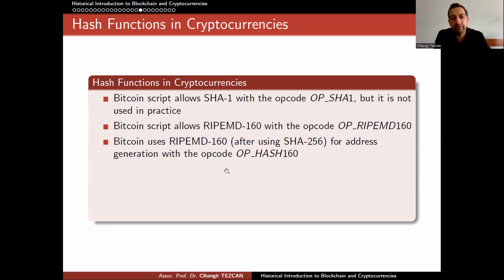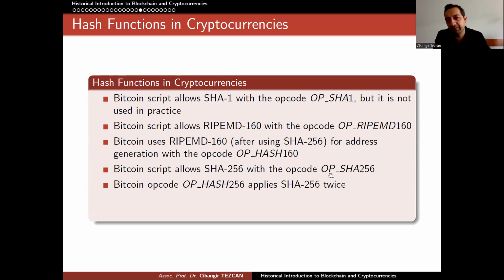And there are also different opcodes like OP_HASH160, which first uses SHA-256, then the output is fed to RIPEMD-160 to reduce the output size, and this is used in address generation and so on. Yes, Bitcoin also allows SHA-256, which is used a lot actually. If you want to use SHA-256, this opcode allows you to do that.